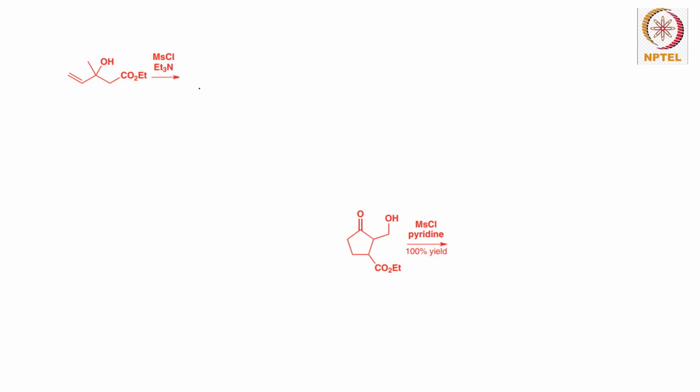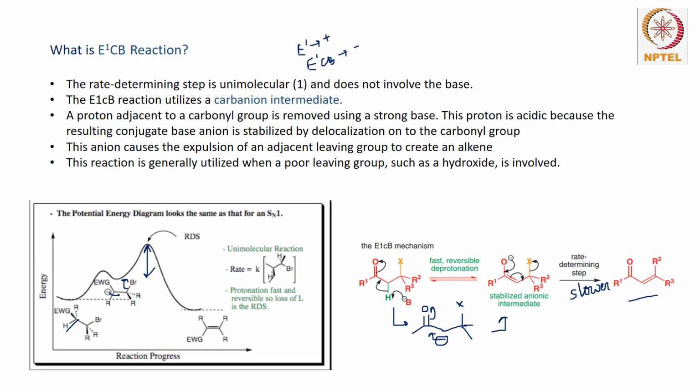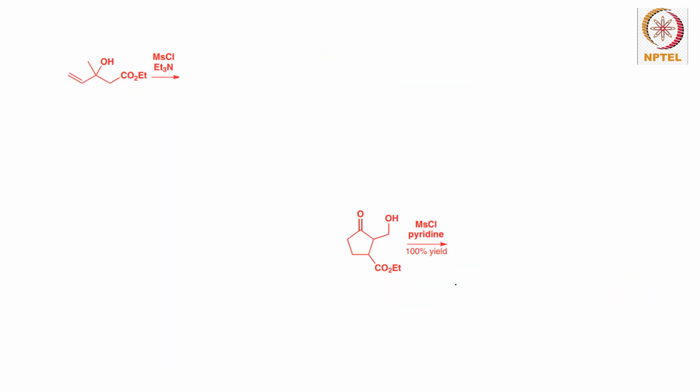I'll just give 5 seconds. You get an idea that you have to form a carbanion first, then this carbanion will remove the leaving group from the system. By this idea, just try to solve these two, then we will solve together. I'll just give 10 seconds.